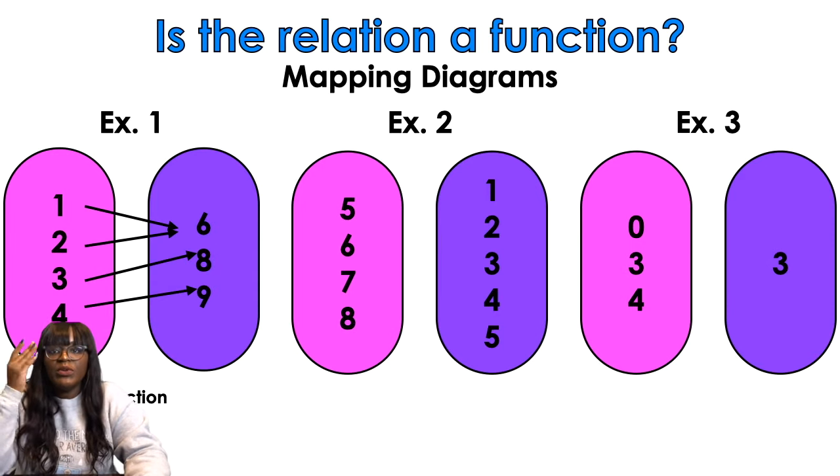Now looking at example number two, notice I have a 5, a 6, a 7, and an 8. But what do you notice about that 7?